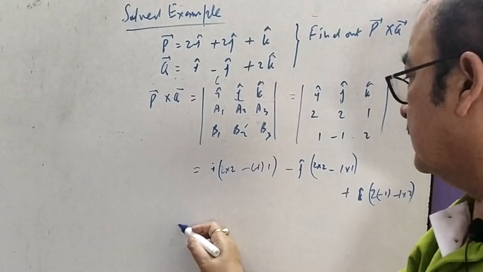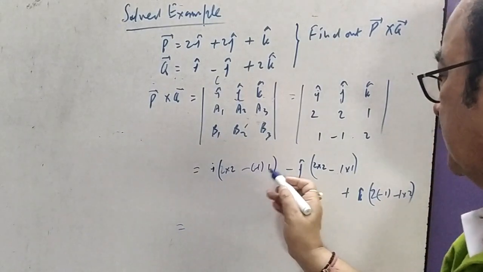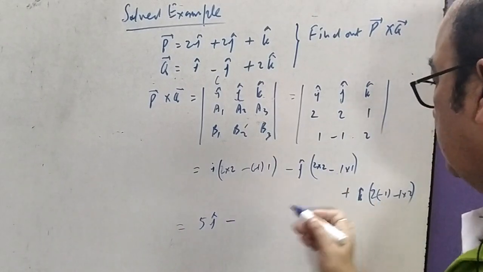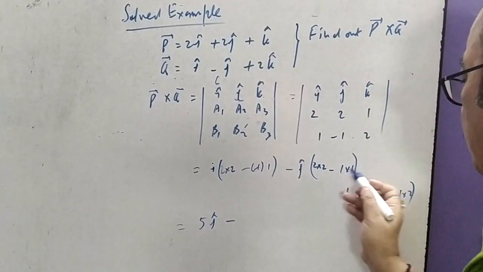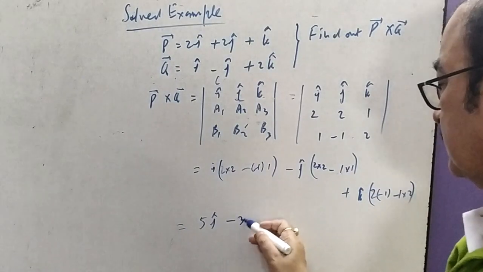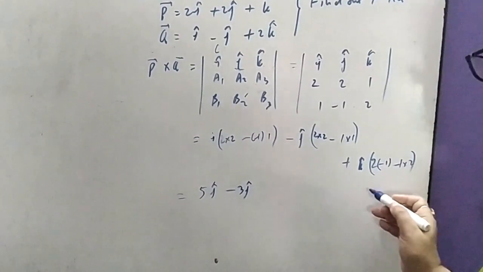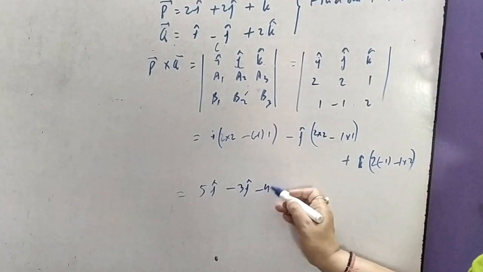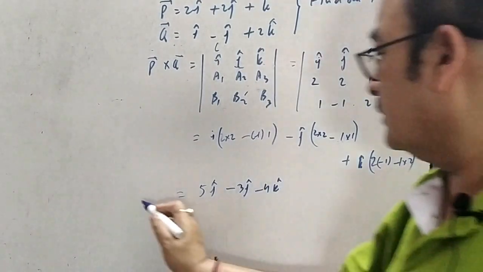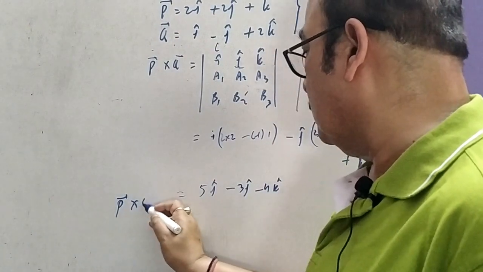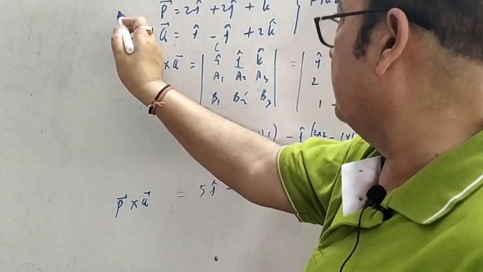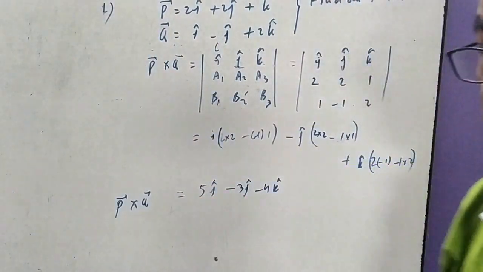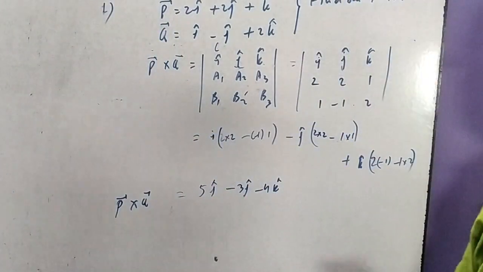Then let us see what is the resultant. This is 4 minus minus 1, that is 5. 5i. Okay. And what about this? 4 minus 1 is 3. 3j. And what about this? Is minus 2 and minus 2, minus 4. So minus 4k. This is the product of P cross Q. The first example. Example number 1, where you have to find P cross Q.